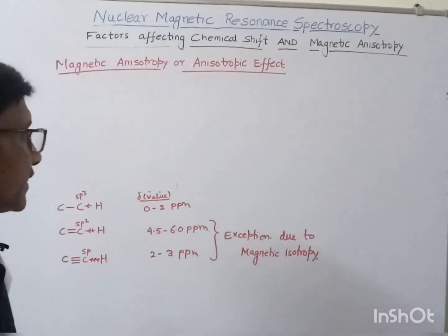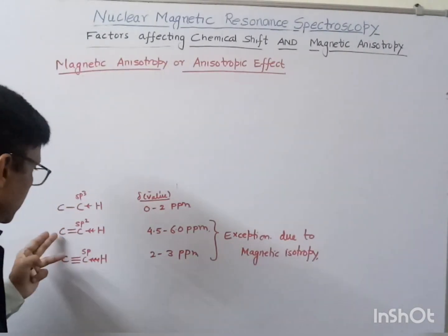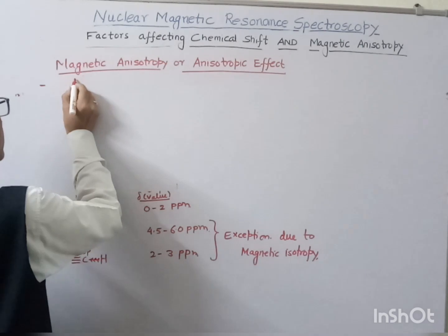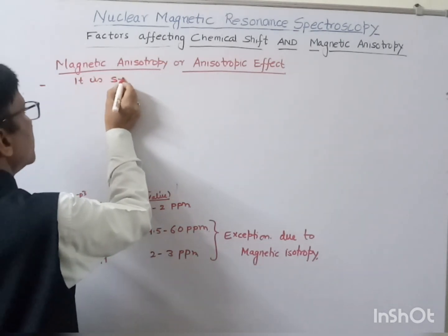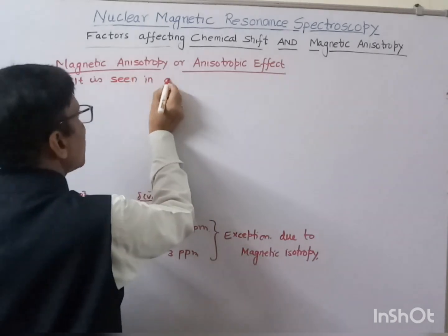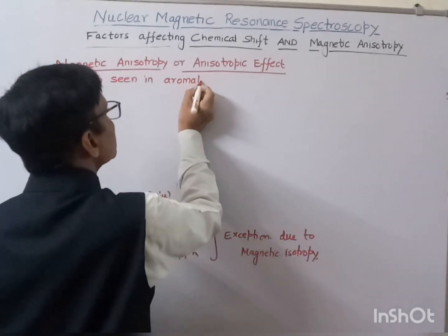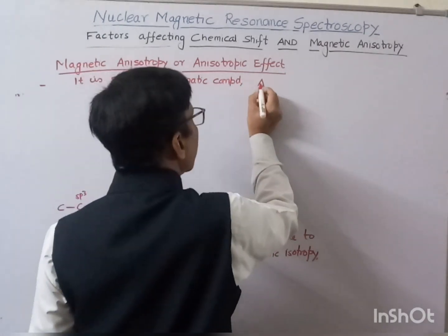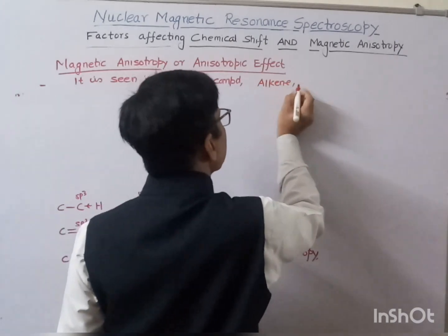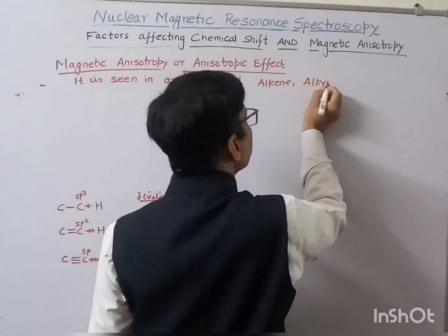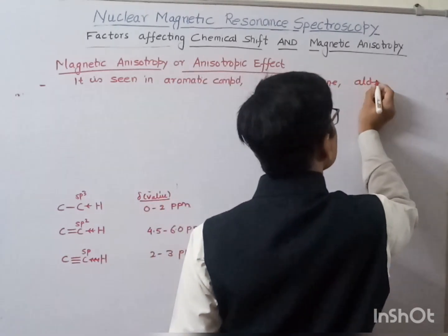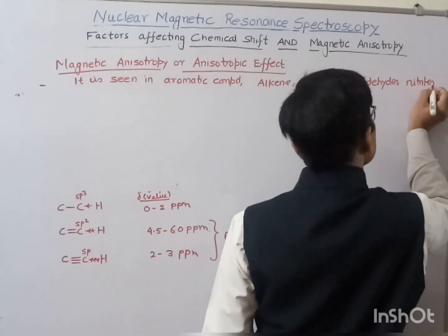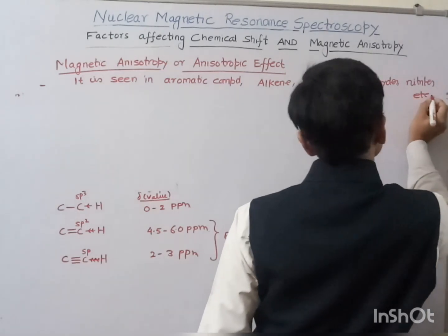Such magnetic anisotropy, as you can see here, where this is alkene and this is alkyne, is seen in aromatic compounds having the benzene ring, then in case of alkene, in case of alkyne, aldehydes, nitriles, and so on. In such compounds, it is seen.